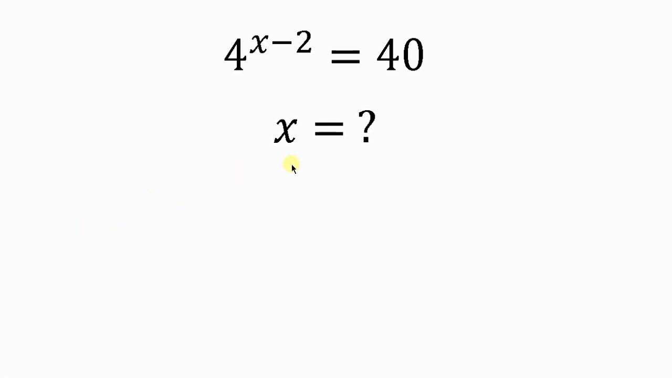Let's solve this math question, which says find the value of x for which 4 to the x minus 2 is equal to 40. Well, our first step will be for us to apply the law of indices, which says when I have a to the m minus n, this is equal to a to the m divided by a to the n. So we're going to be applying this law of indices to what we have here.